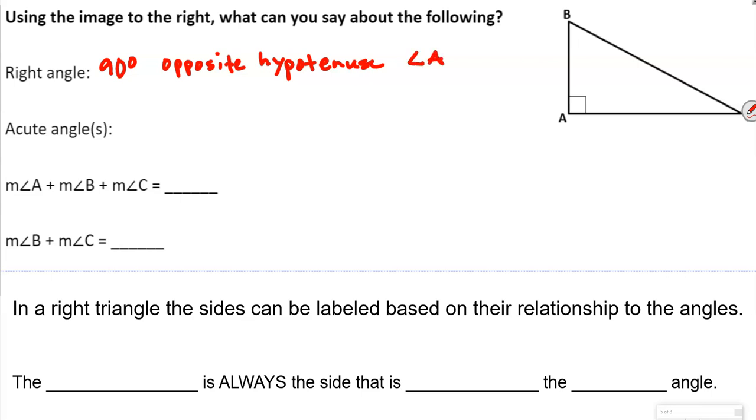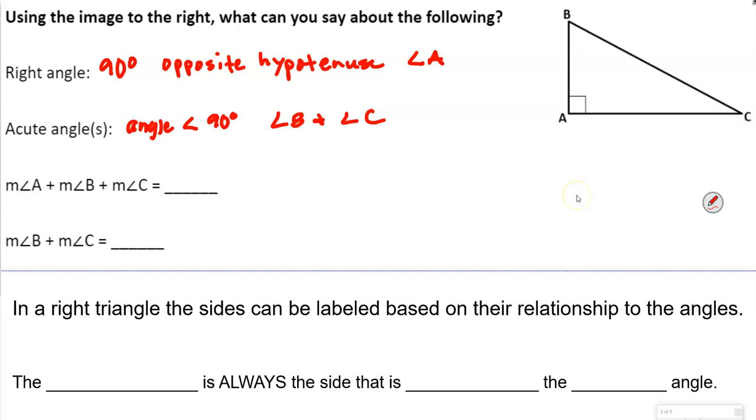Okay, acute angles. What does that term acute mean? Acute means that the angle is less than 90 degrees, okay? So we have angles B and angle C, which you can't see up here because it's covered up with my little pen. Those are both acute angles.